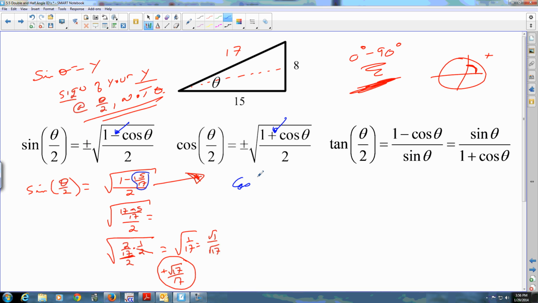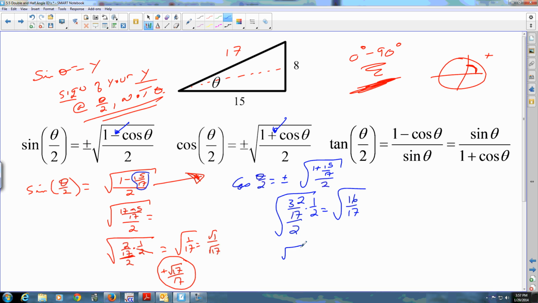Okay, cosine of theta over 2 equals plus or minus the square root of 1 plus the cosine of the angle, which just like we did in the last one is 15/17, over 2. So that would be 17/17 plus 15/17. I believe it's going to be 32/17 all over 2, and it's all in a square root. We haven't decided the plus or minus yet, but we'll get there. So it's dividing by 2, multiplying by half, so that's going to be the square root of 16/17. Break the square root of 16 over square root of 17, so that's 4 over the square root of 17, so that's 4 square roots of 17 over 17.